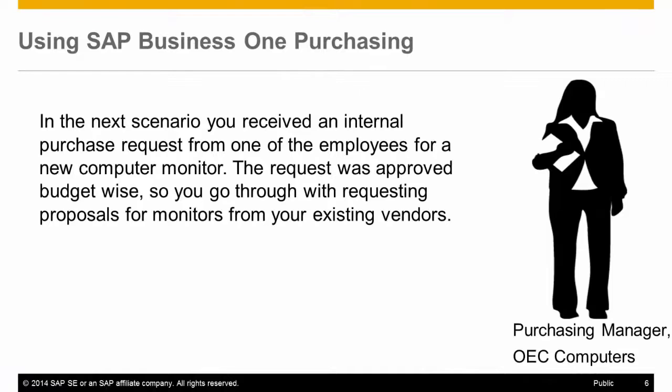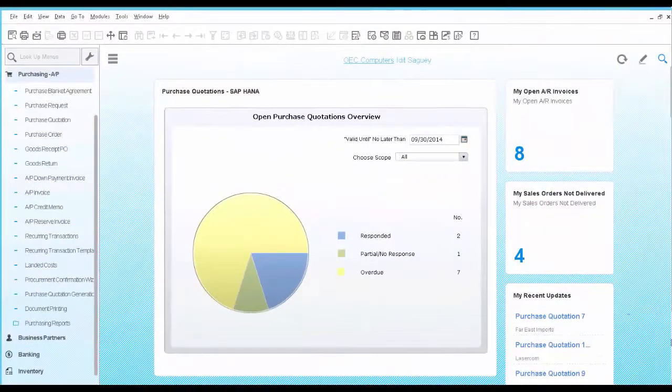In the next scenario, you received an internal purchase request from one of the employees for a new computer monitor. The request was approved budget-wise, so you go through with requesting proposals for monitors from your existing vendors. You start by looking at the purchase request document.